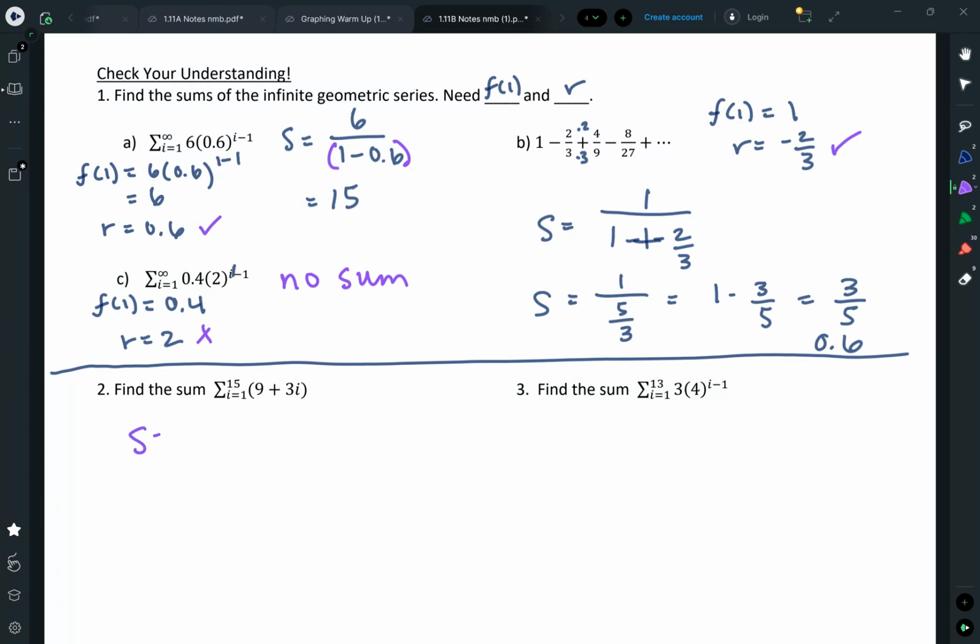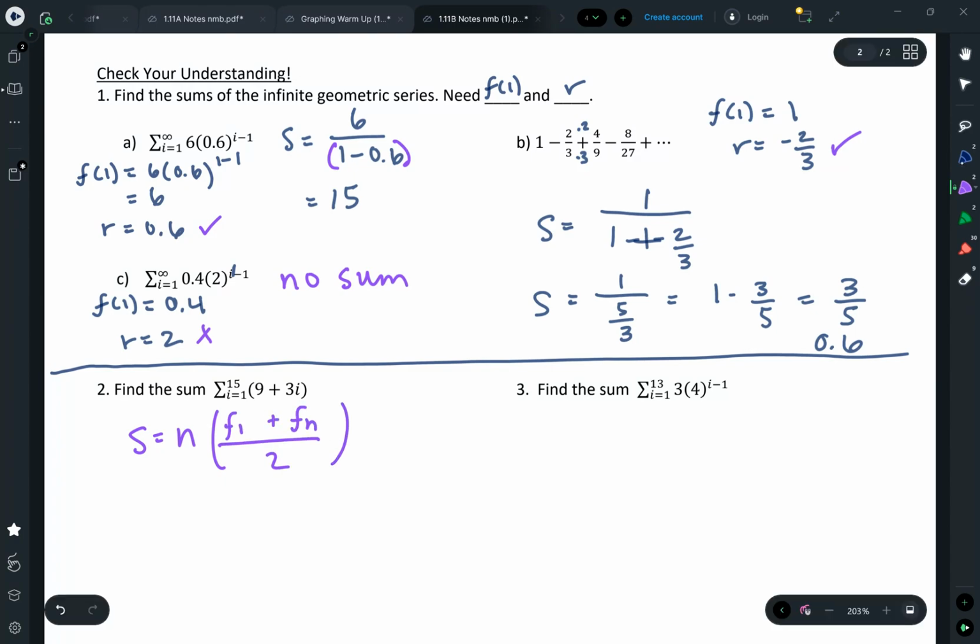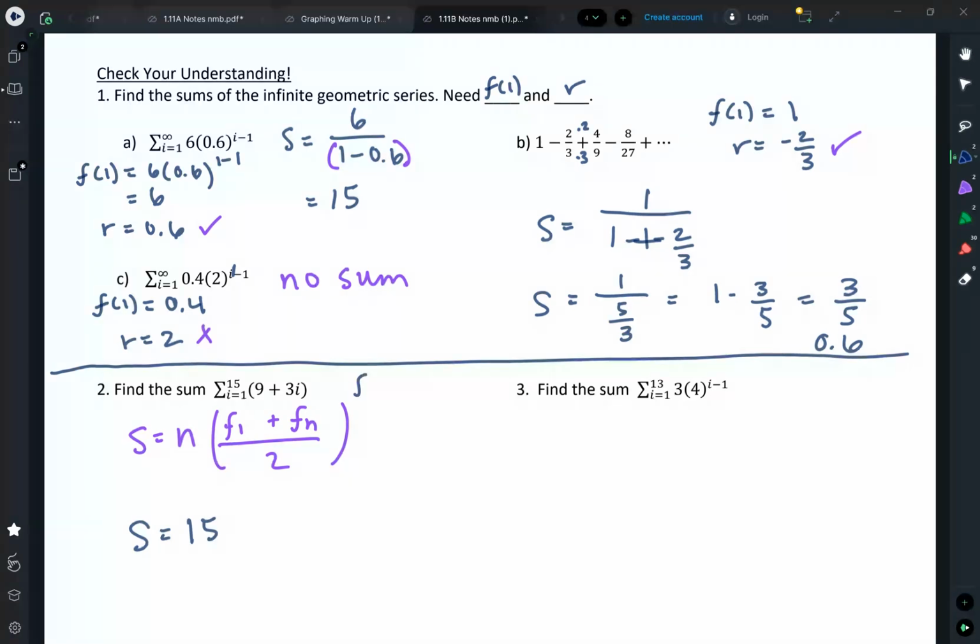It's going to be n times the first term plus the last term, all over 2. So let's go ahead and fix that. I want to make n 15, and I have to find my first term. My first term is f of 1, so that's 9 plus 3 times 1, which is 9 plus 3, which is 12.